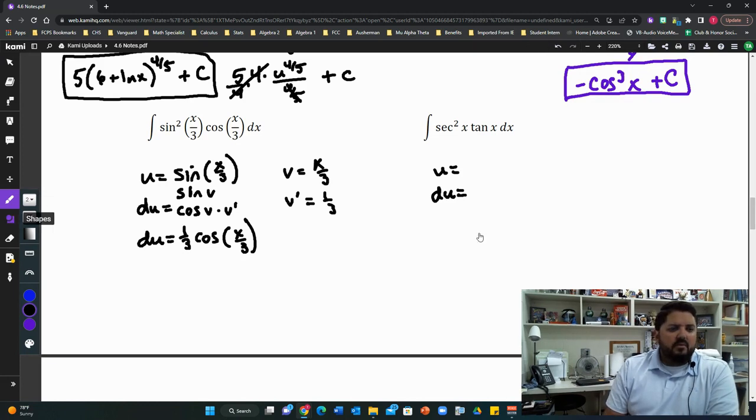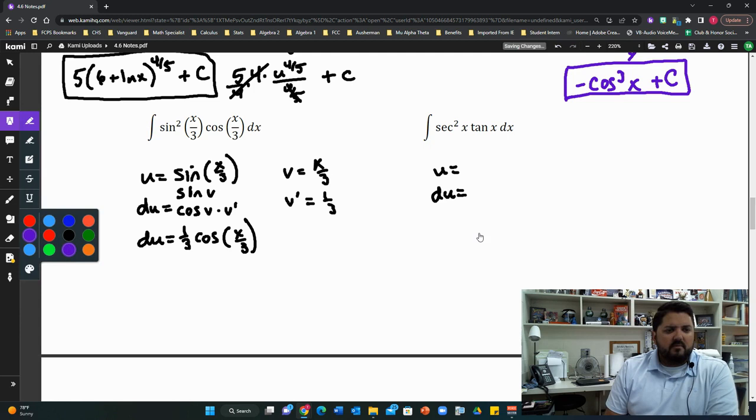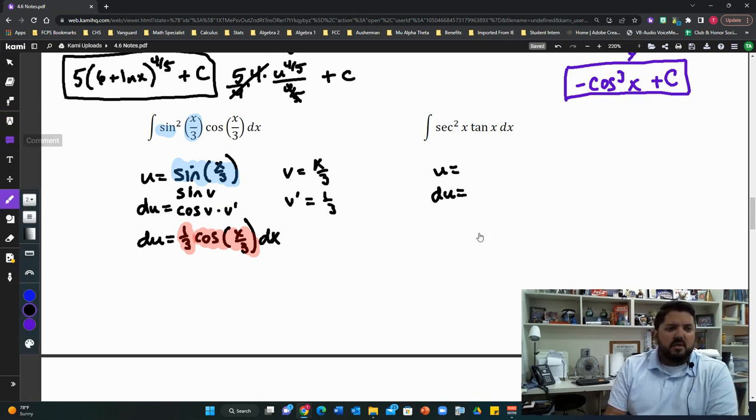Now if I go through here and do my highlighting trick, again, this isn't something you always have to do, but I definitely think it helps. So I have sine of x over 3, that's my inside function, that's my u. Then for du, I need a 1/3 cosine of x over 3 dx. Oops, I forgot my dx again. It's really easy to forget that. You guys have got to be careful.